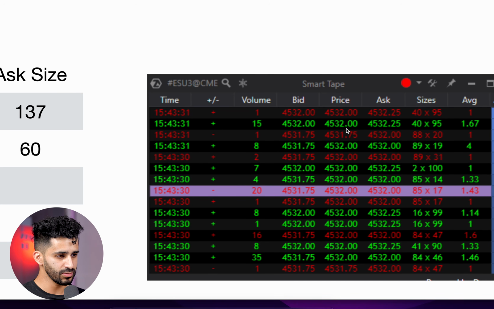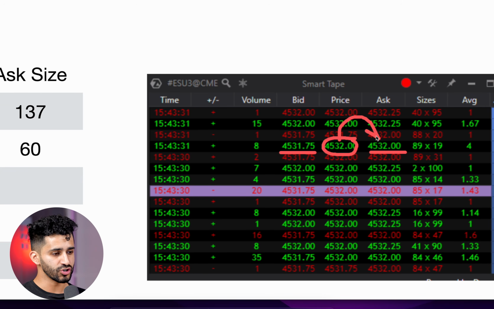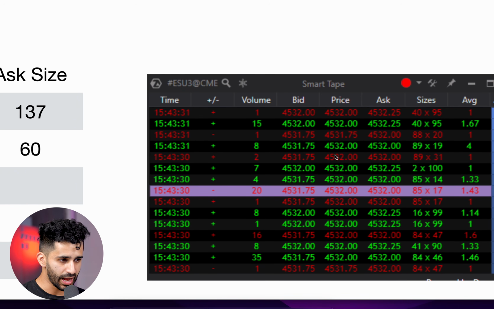So in this example, or not even, let's just say we go to an aggressive buy. If you look at this example right here, the bid is at 45.31.75. The ask is at 45.32. The order got filled at 45.32, which was the ask. So the trade got filled at an aggressive buy. They hit the ask, right? And I'll show you guys more examples of that to put it together for anyone that is lost up until now.